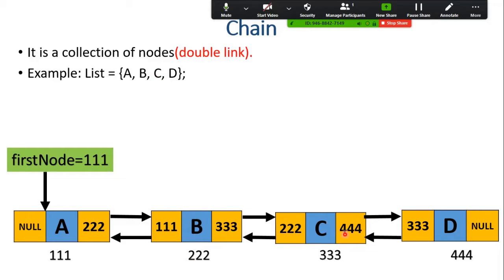444. It means that it holds the address of what? Next node, that is D node. Right? Now the forward link is established between C and D.